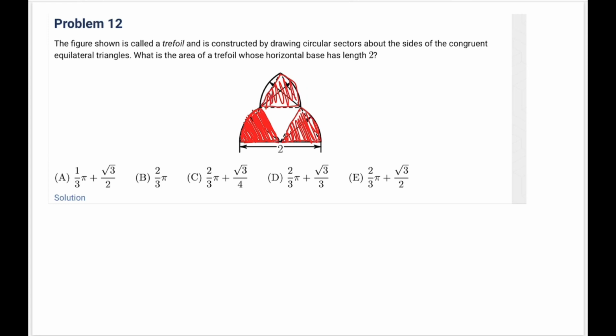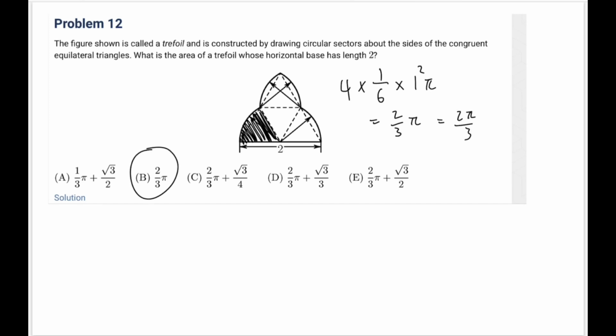And then you have to notice that if we put this area and this area together, then we will have the same area as one of these areas, right? And so if we take it all away, then what we need to do is 4 times this much, and this much is 1/6 of the whole circle, right? So it's 1/6 times the whole circle, which is 1 squared pi. So this is 2/3 pi. So this is 2 pi over 3. The answer is B.